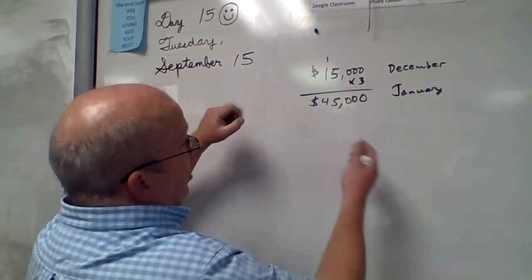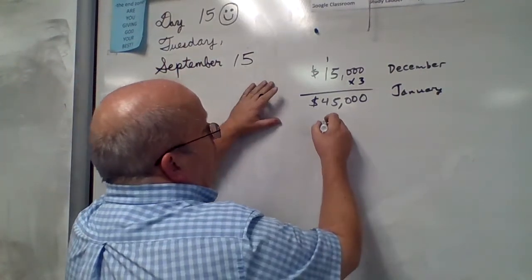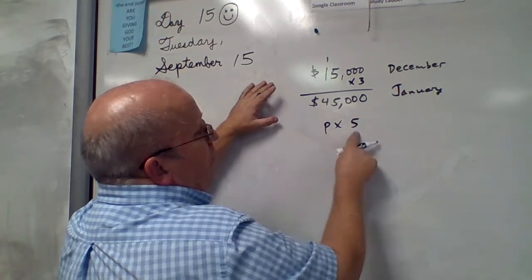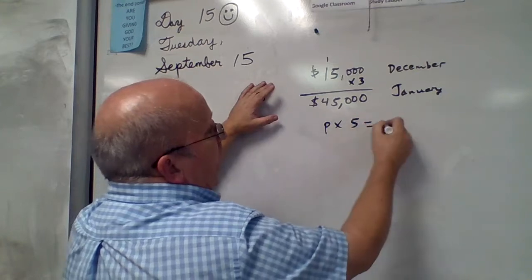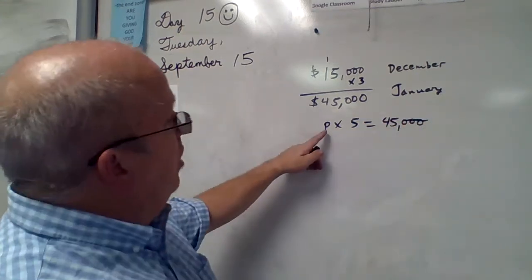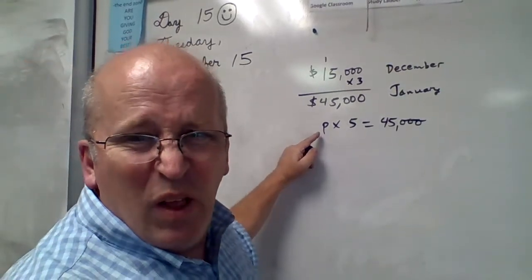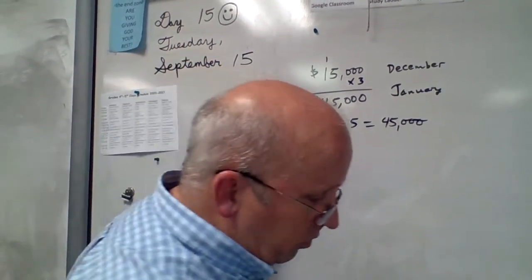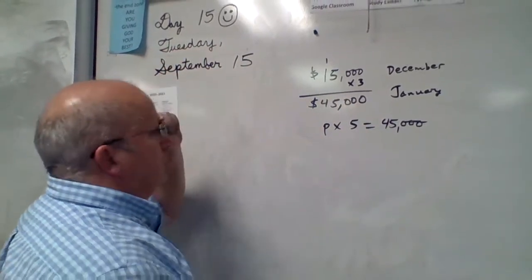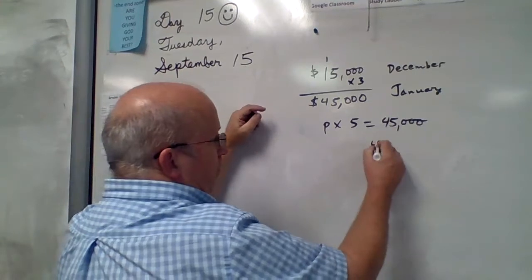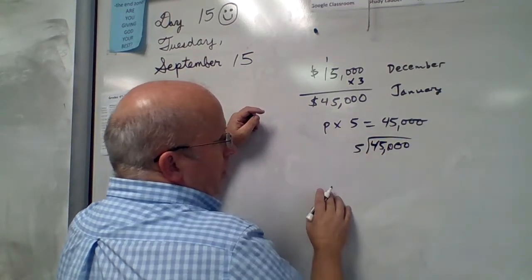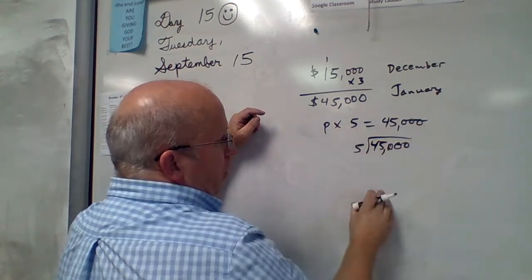Well, what they're saying here is, I've got a certain amount of people, I don't know how many people that is, but they're spending $5 each, and we're bringing in $45,000. And the question is, how do we figure out what that P is? The number of people. How do we figure that out? Well, isn't that a division problem? 45,000 divided by 5. To solve for multiplication, we're going to do a division problem.